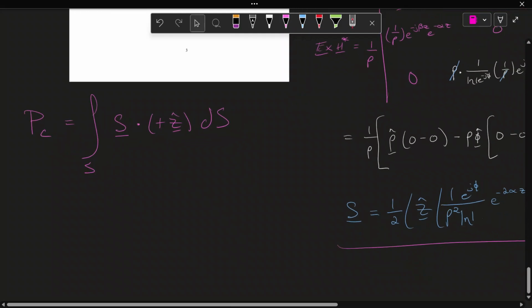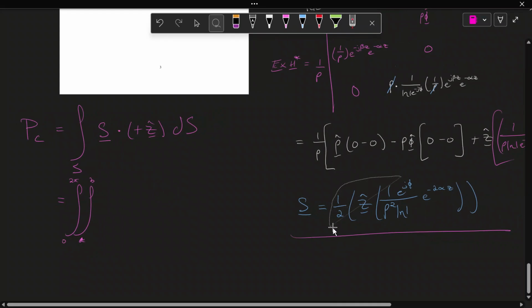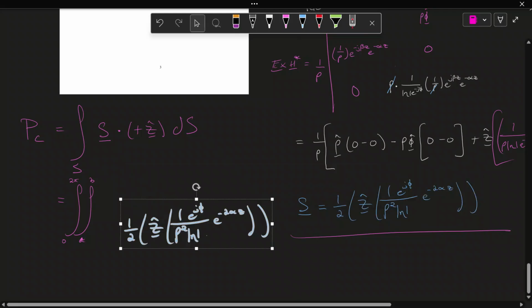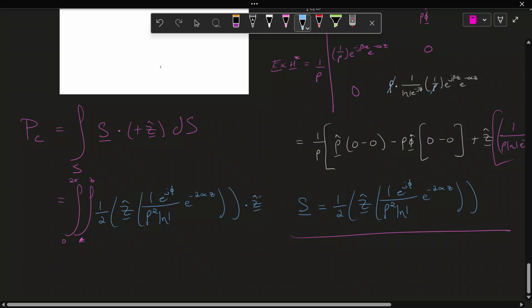Now this surface integral, just like I had said above, breaks up into a double integral from 0 to 2 pi on the outside, a to b on the inside. Now we need to put in our complex Poynting vector. I'll copy this here, and then we need to dot product with the z component and take the integral of rho d rho d phi. Do not forget about this rho. This is your Jacobian. You cannot forget about this.